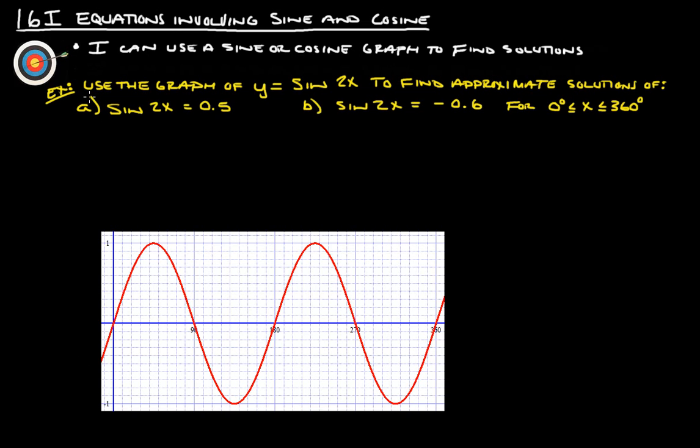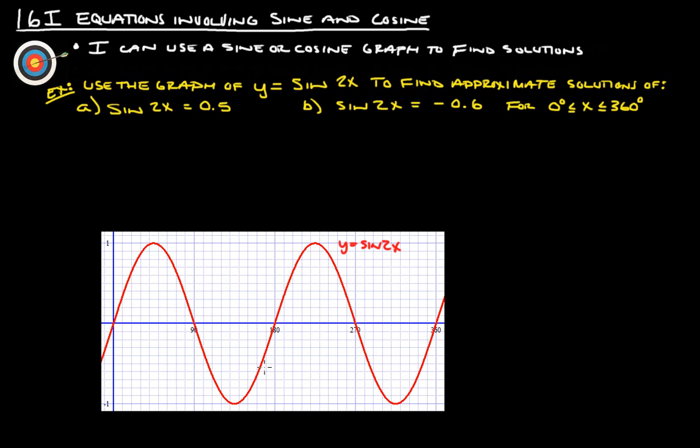And this one has us use the graph of y equals sine of 2x. That's what this is here. This is y equals sine of 2x, to find the approximate solutions of sine of 2x equals 0.5 and sine of 2x equals negative 0.6, between 0 and 360. That's what that means. So what I'm going to do, sine of 2x equals 0.5.